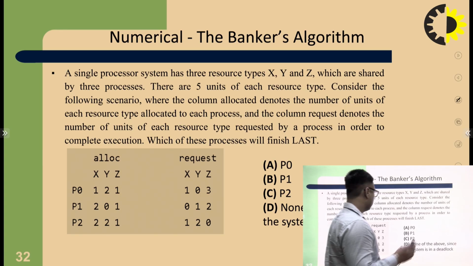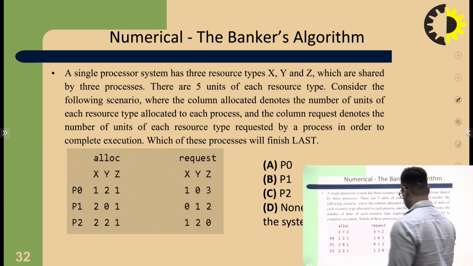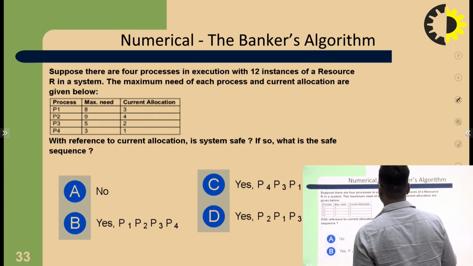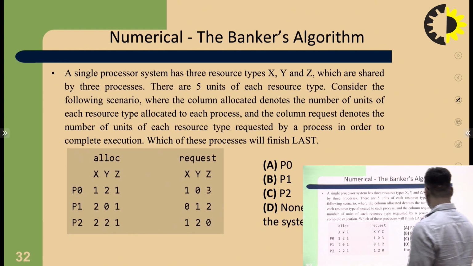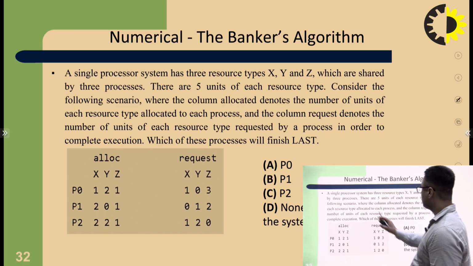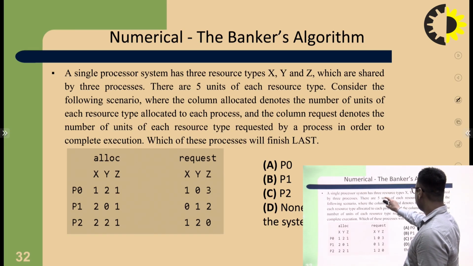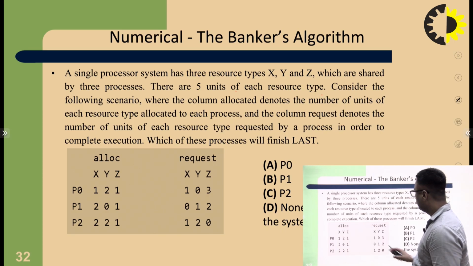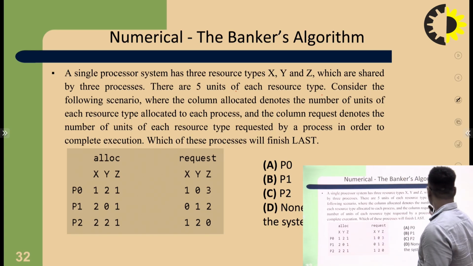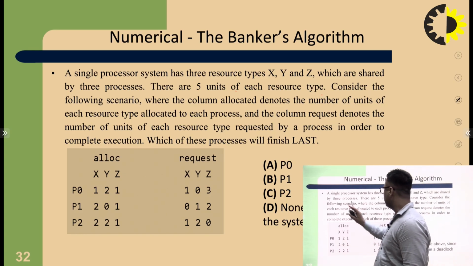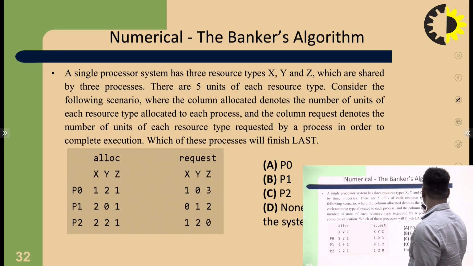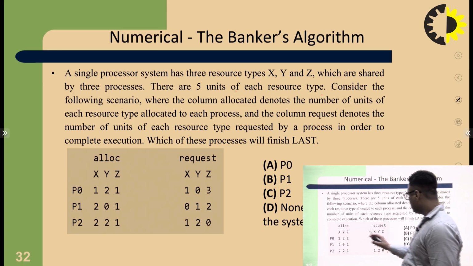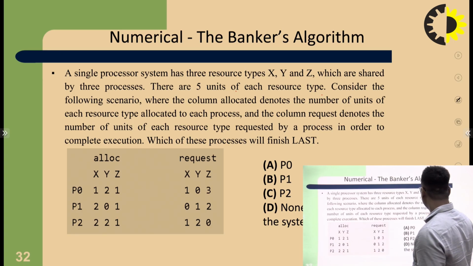Suppose this is the problem, and the answer is not given. A single processor system has three resource types X, Y, Z, which are shared by three processes. Every process shares them. There are 5 units of each resource type, so the total number of units of every resource is 5.